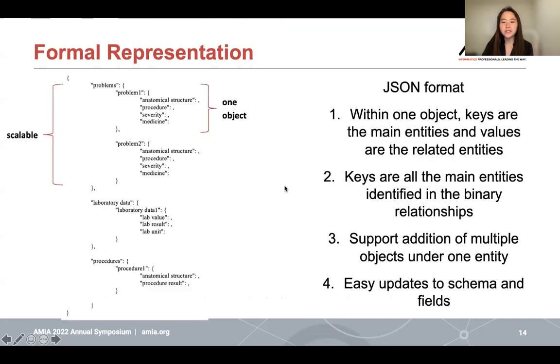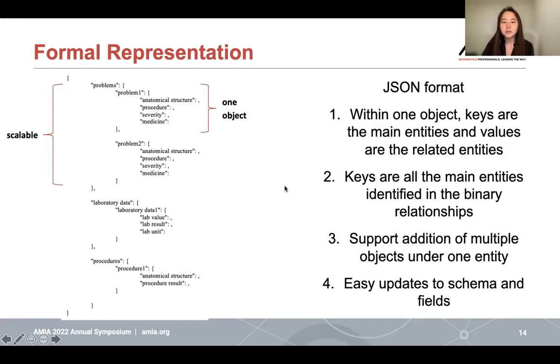Based on the entity frequency and the binary relationship, this is the formal representation I set forth. The data is stored in a JSON format where the keys are the entities mentioned in the column main entity from the table in the previous slide, and the values are all the related entities within one object. The inclusion and exclusion criteria should have similar structure, but can consist of different key values as the relationships identified in each criteria are slightly different.